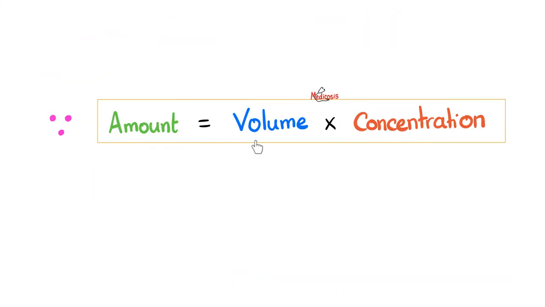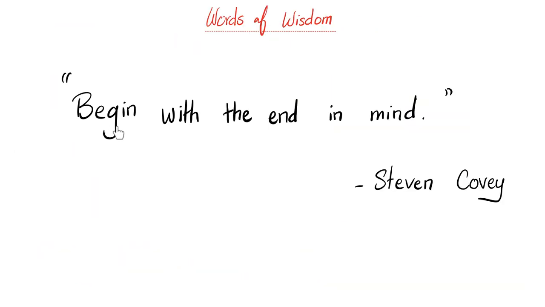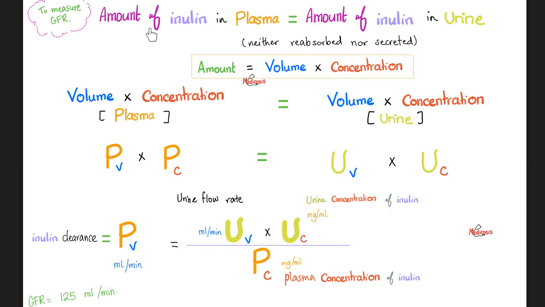Perfect. And since amount equals volume times concentration, therefore volume times concentration of inulin in the plasma going in equals volume times the concentration of inulin in the urine coming out. We should always begin with the end in mind. Amount of inulin going in equals amount of inulin coming out. Plasma's here, urine is here. Volume times concentration of inulin in the plasma equals volume times concentration of inulin in the urine. So, plasma volume times plasma concentration equals urine volume times urine concentration.